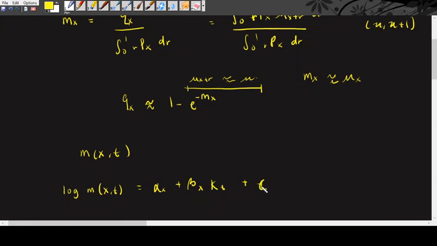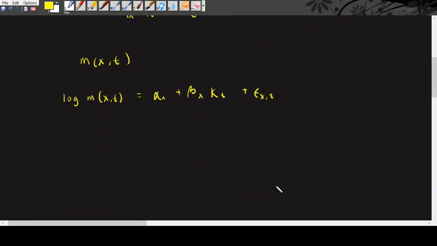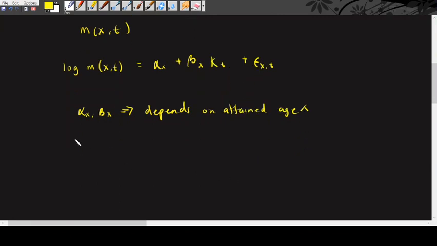e xt. For this model, alpha x and beta x are parameters which only depend on attained age x, and we also have another parameter, which is kt.